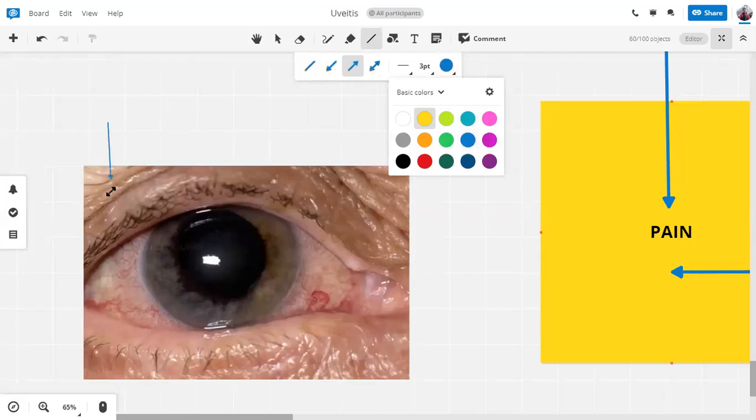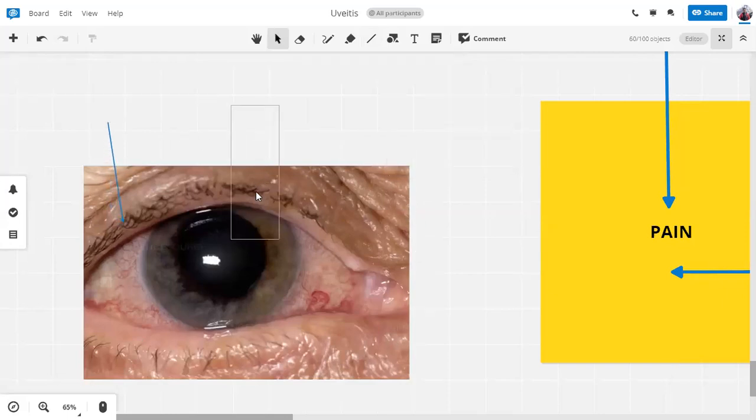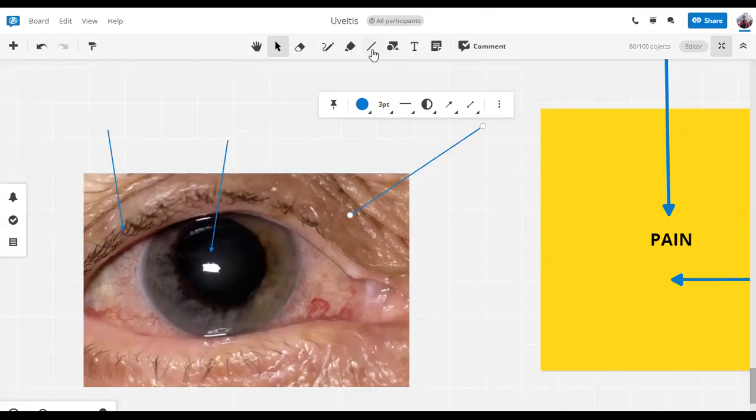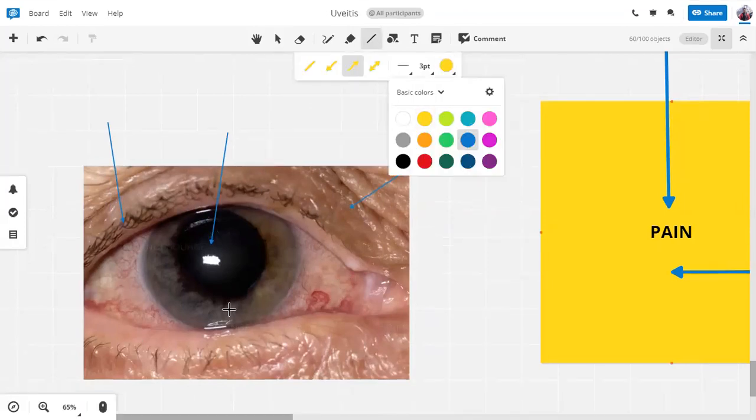So what's normal? The lid margin is normal. The cornea is normal. Okay? You can see that the lids are normal. There is no swelling around the tissues. Okay? So what's abnormal? Not much.